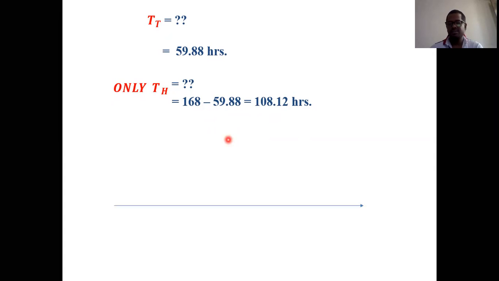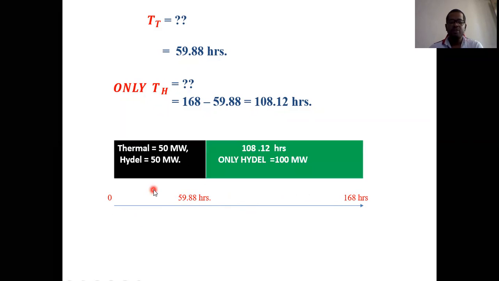Similarly, to represent the total solution in one diagram, let us consider a time axis from 0 to the total time period. The first slot is 59.88 hours, and the second slot is from 59.88 hours to 168 hours. When you are considering the first slot, both the power plants are in operating condition, which means your PGH is 50 megawatts and PGT is also 50 megawatts.